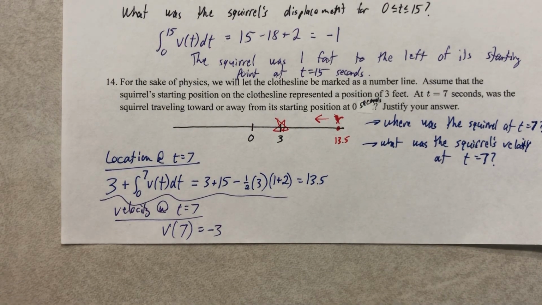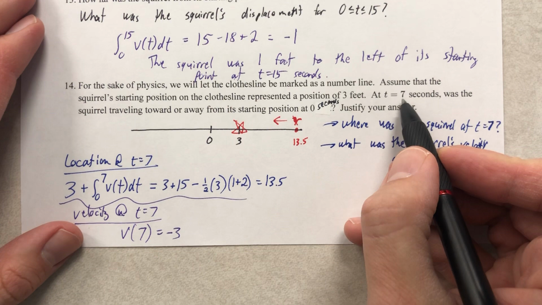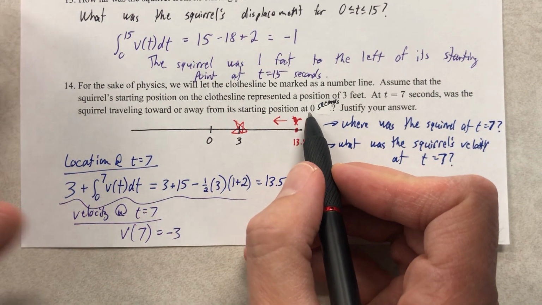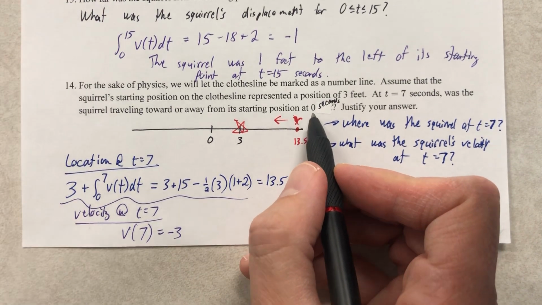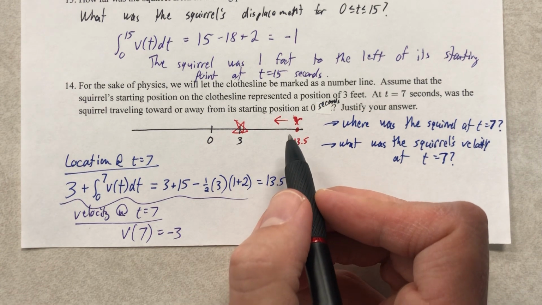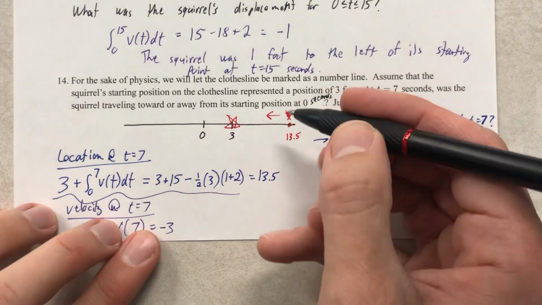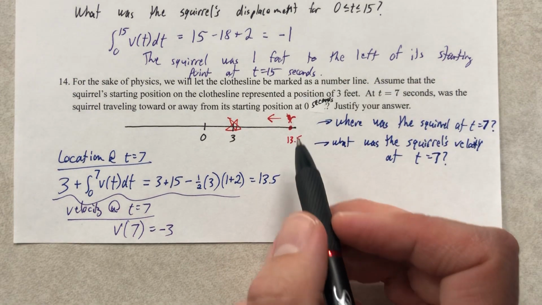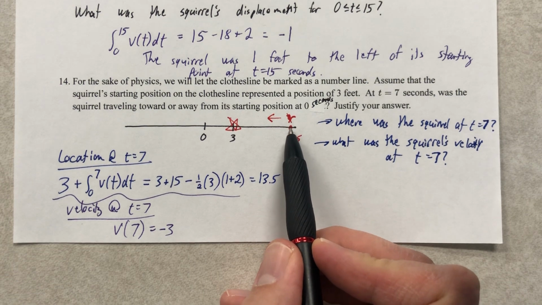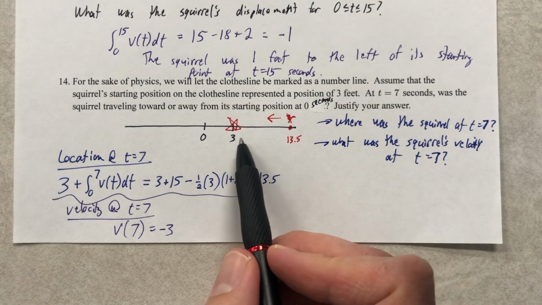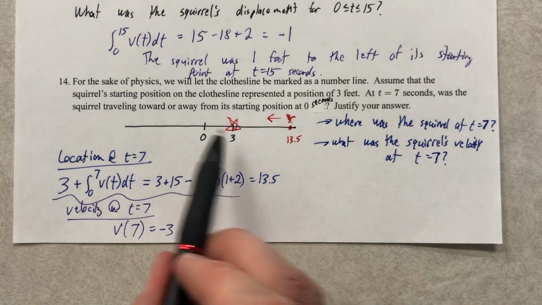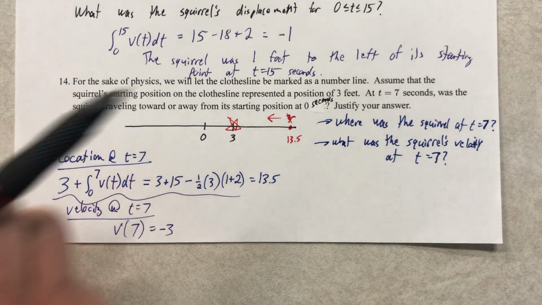That was the question. At t equals 7 seconds, was the squirrel traveling toward or away from its starting position at 0 seconds? So at 0, it was here. At 7, was it going toward or away from that? I could have worded it better. Apologies for that. But she is running toward it because, and here's the justification, she is to the right of the beginning location and is running to the left. She could have been to the left of it and running to the right.